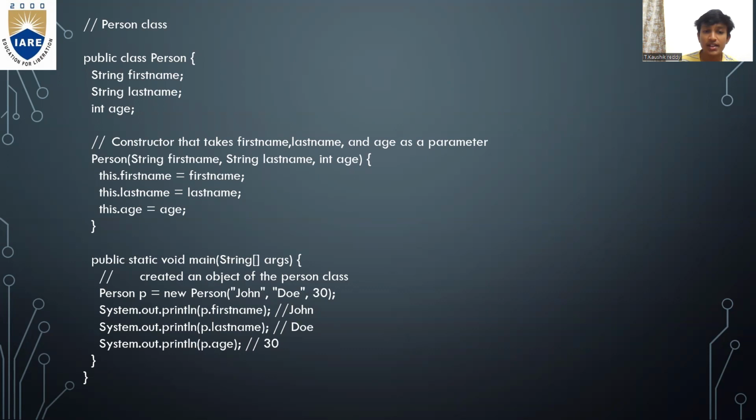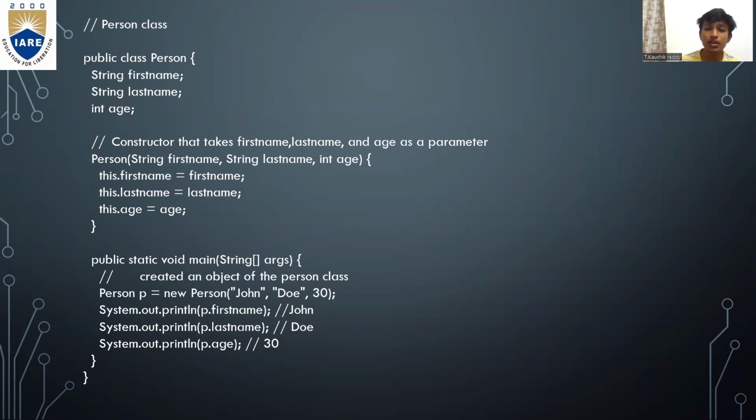Next, public static void main(String[] args), then an open bracket. Next, a comment: create an object of the Person class. Without creating an object, there is no program in Java. So here an object is created: Person p is equal to new Person("John", "Doe", 30). You can say the first string is John, the last string is Doe, and the age is 30.